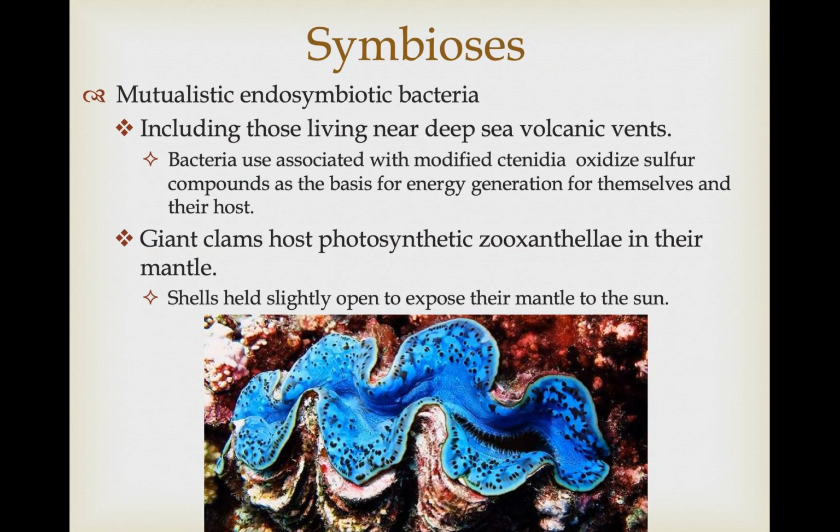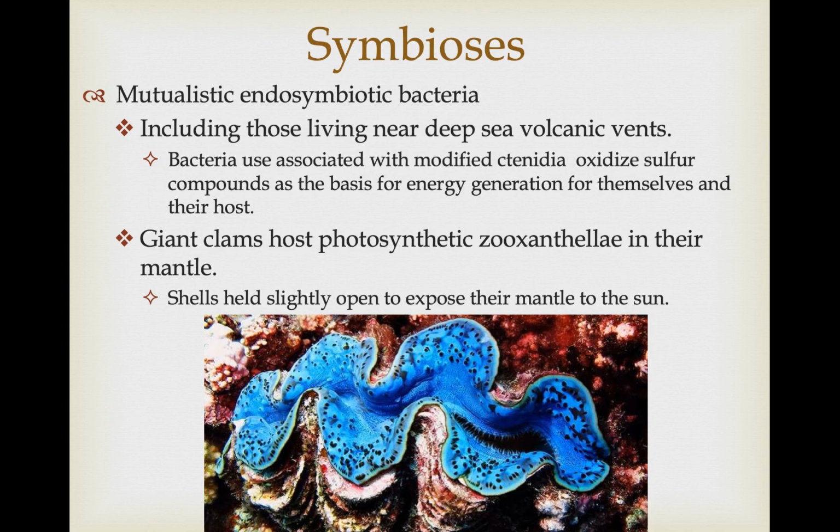And we also see that there can be mutualistic endosymbiotic bacteria. We can see that in other organisms, and also endosymbiotic protozoan. So in some of the deep sea volcanic vent living mollusks, they contain endosymbiotic bacteria associated with the ctenidia to oxidize sulfur compounds that they're getting from those thermal vent flows of water, and they're converting that sulfur into an energy source for themselves, but then their host can actually rob them of some of that.